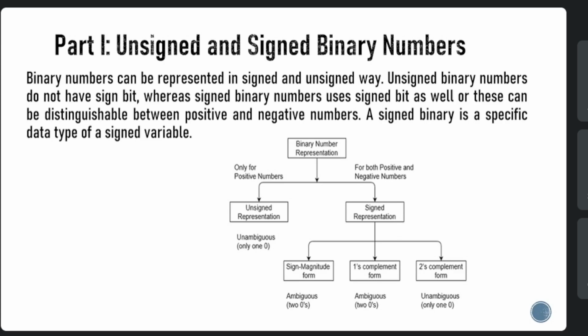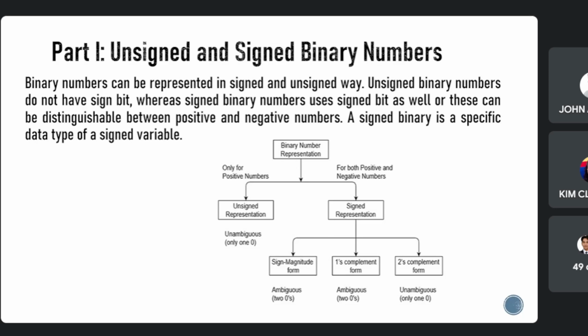Recall our data types. In binary number representation, there are two kinds. When unsigned, it is positive only. When it is a signed representation, it can have positive and negative numbers. So, unsigned: positive; signed: positive and negative.